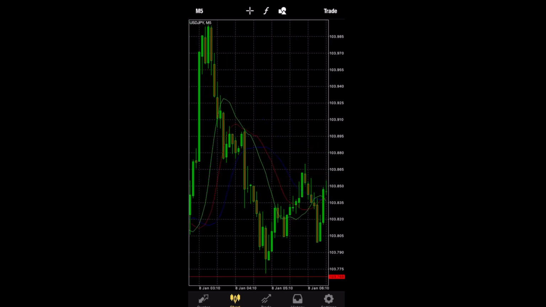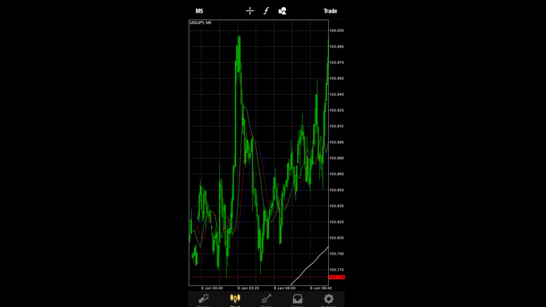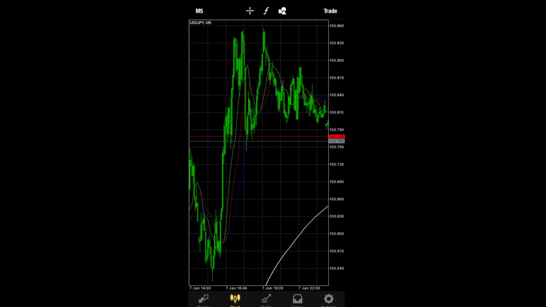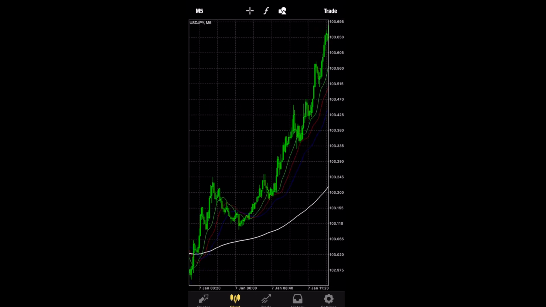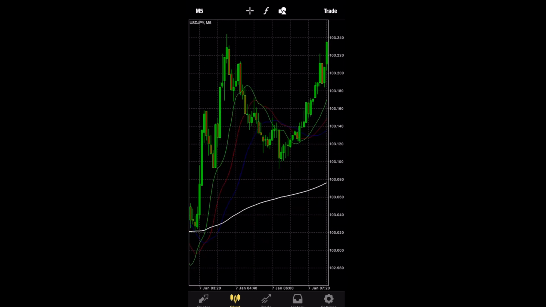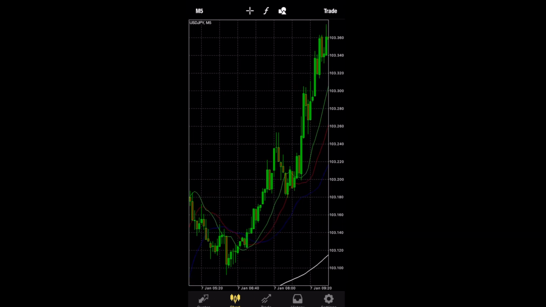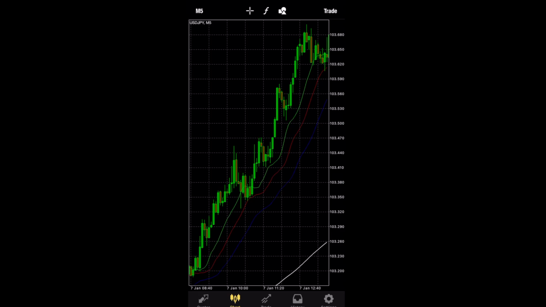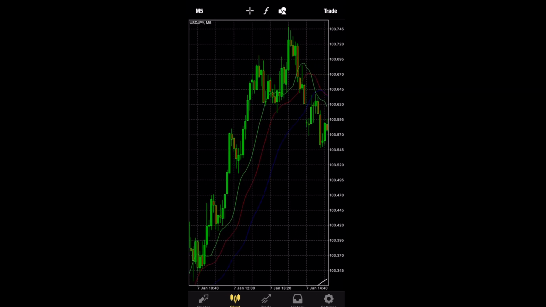Okay, so that's how you can see buy and sell signals from this indicator, seeing the lines cross and just seeing the overall trend. From there, you find your entries.